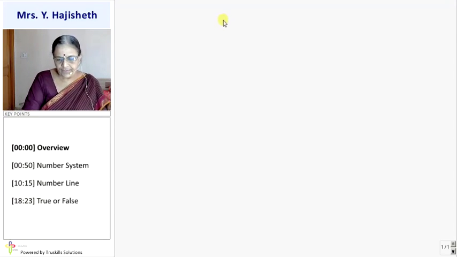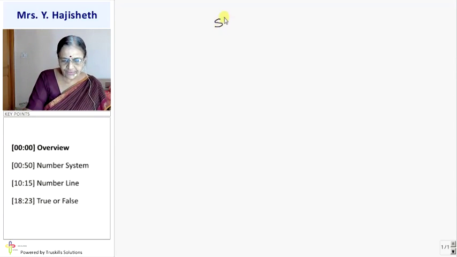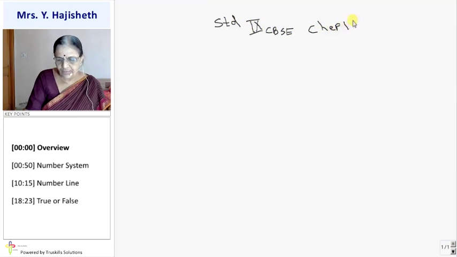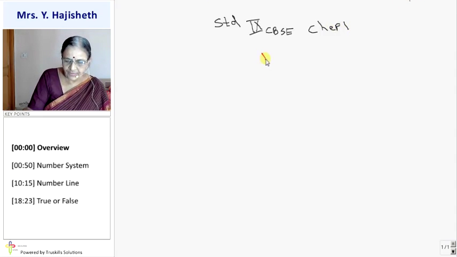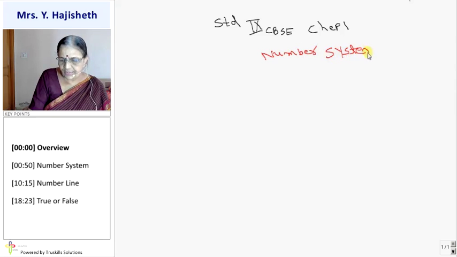See, we completed chapter number 2, polynomial. Now we will start standard 9th CBSE, chapter number 1, and that is number system. What is the name of the chapter? Number system. See, the same topic you have learned in standard 8 also.